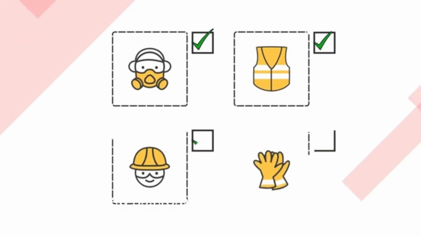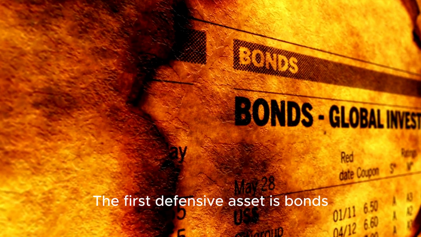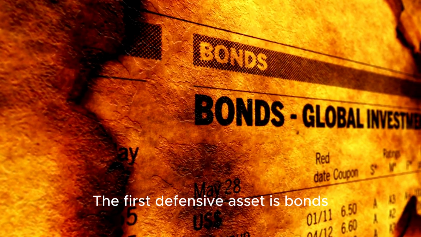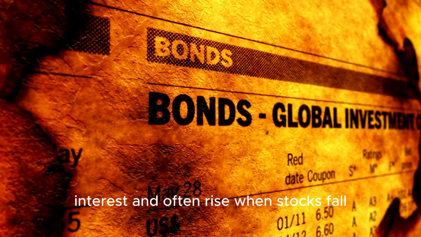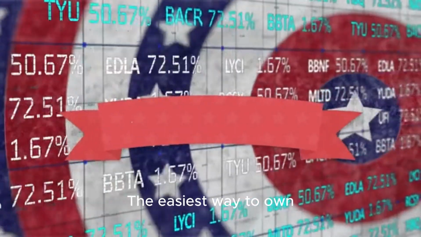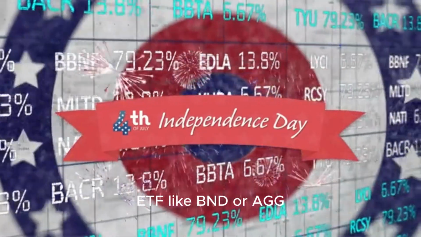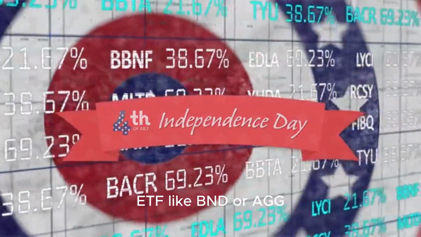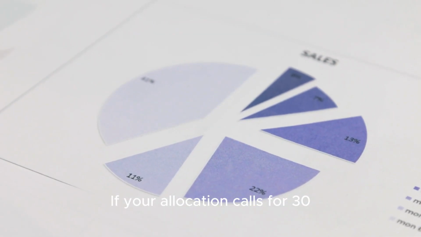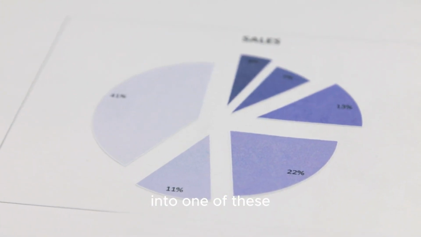Step 3 is to build your safety net. Stocks provide growth, but you need assets that protect you when stocks fall. The first defensive asset is bonds. Bonds are loans that pay interest and often rise when stocks fall. The easiest way to own them is through a total bond market ETF like BND or AGG. If your allocation calls for 30% bonds, you'd put 30% of your portfolio into one of these.